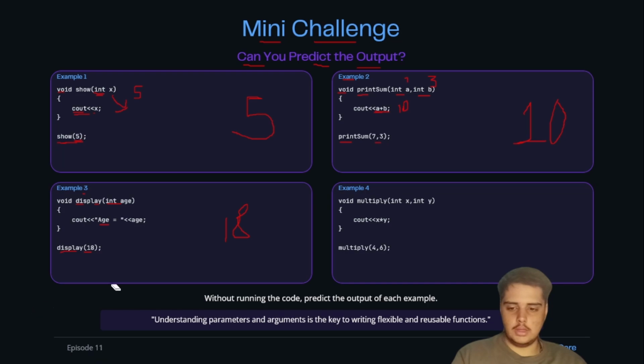Because cout age equals, and then age is given here, and inside age the value 18 will be given. So coming to example 4, this is the code for you and I'm giving you 30 seconds for this code. This is a little good question.